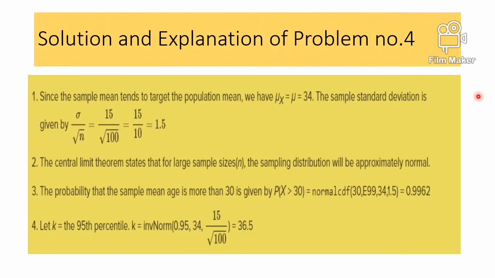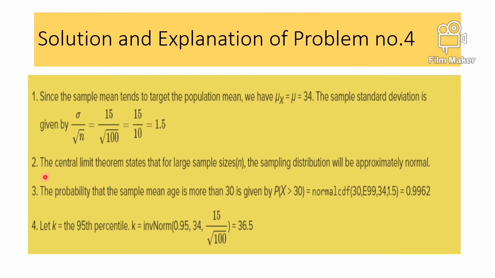This will be the solution and explanation of this problem. For number 1, since the sample mean tends to target the population mean, the average mean is equal to the population mean, which is 34. How do we get the sample standard deviation? The given standard deviation is 15 and the sample size is 100, so the square root of 100 is 10. So 15 divided by 10 is 1.5.